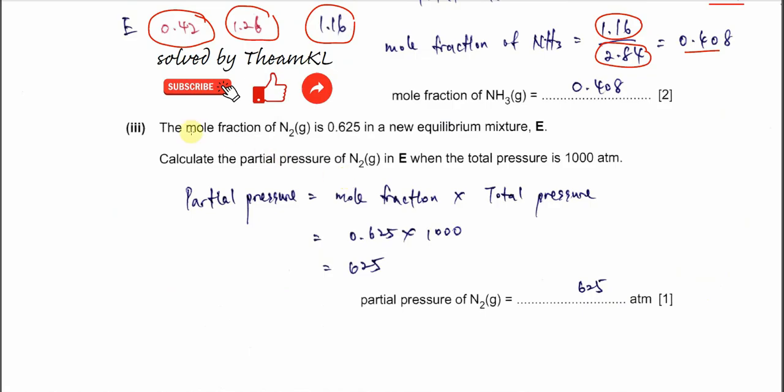Part 3. The mole fraction of nitrogen is 0.625 in the new equilibrium E. This is another equilibrium. Calculate the partial pressure of nitrogen in E when total pressure is 1000. Very easy. You just need to remember, to calculate partial pressure, we use the mole fraction times total pressure. Since the mole fraction is already given, 0.625, and total pressure is 1000, we will get 625 atm.